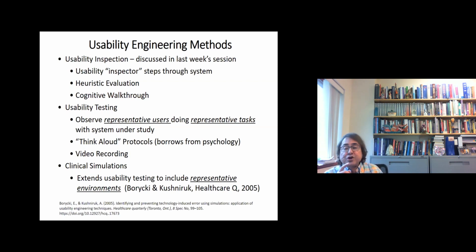And in our definitions, we created one called clinical simulation that says we observe representative users doing representative tasks as in usability testing, but we add a third thing, that they either are doing it in representative or real environments. And usability testing may or may not be too real.